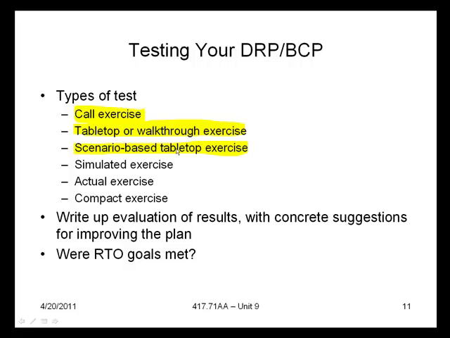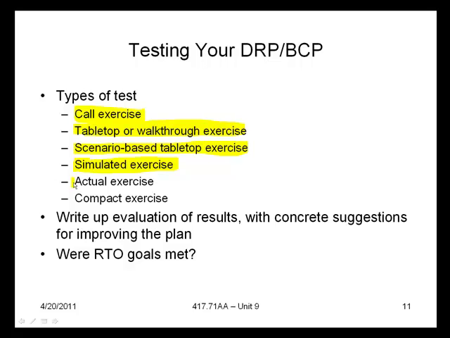A simulated exercise is where you perform the recovery in a simulated environment. This can be, folks who are designated as part of your disaster recovery team going out to a cold site or a hot site and actually restoring the system, getting it up and running, and testing it to make sure it's operational, and noting as a part of the exercise what went right and what didn't go right so they can do it properly the next time.